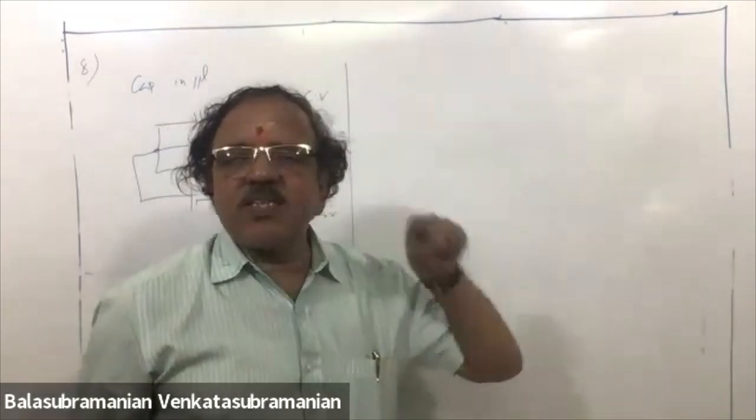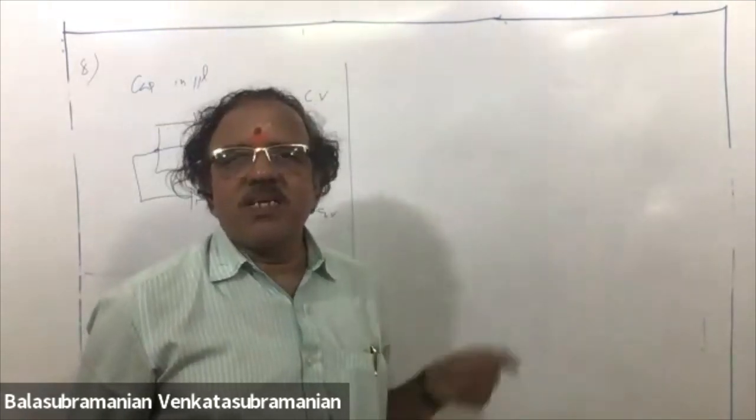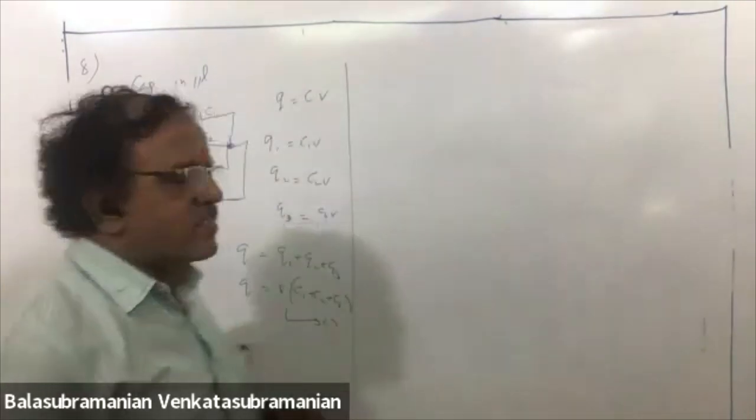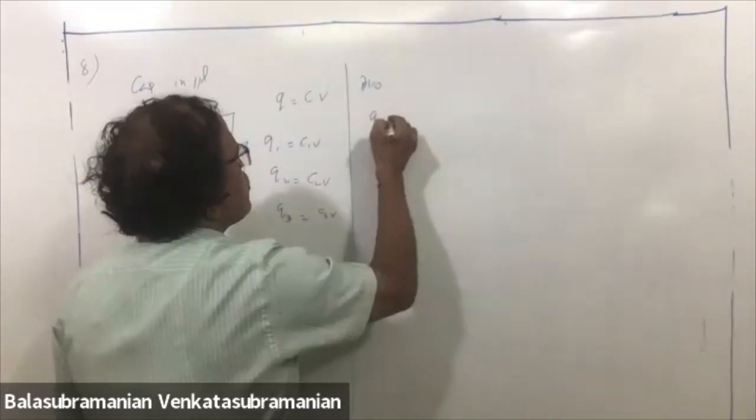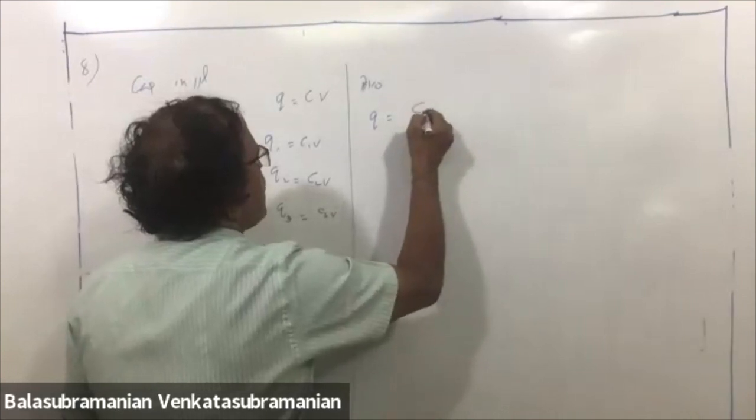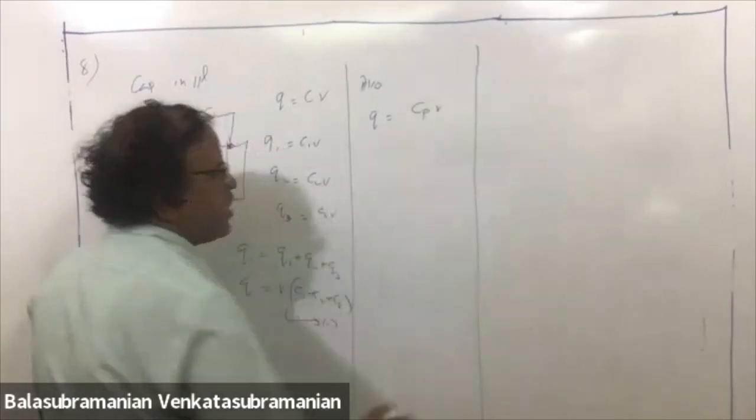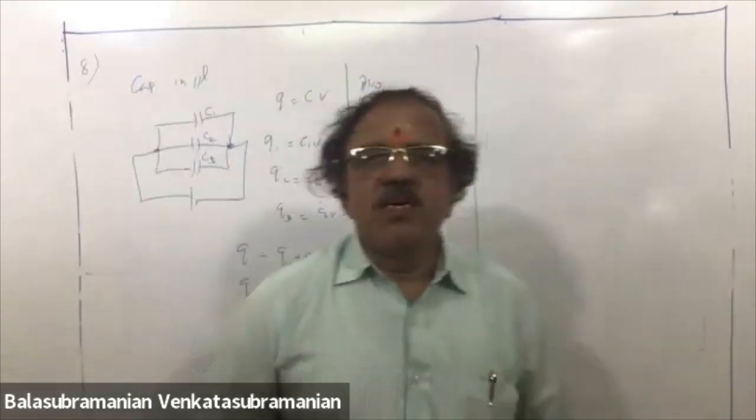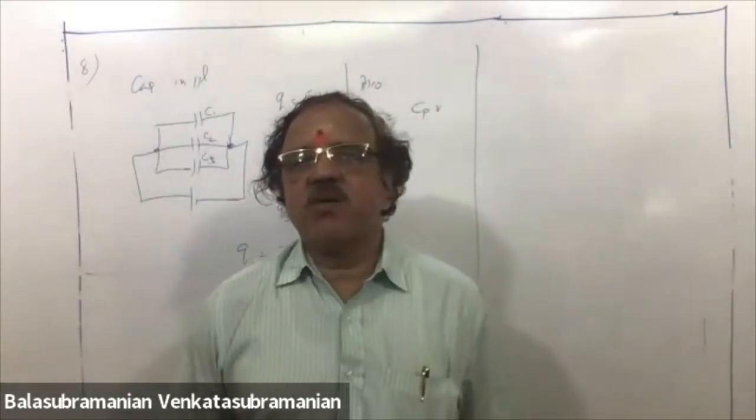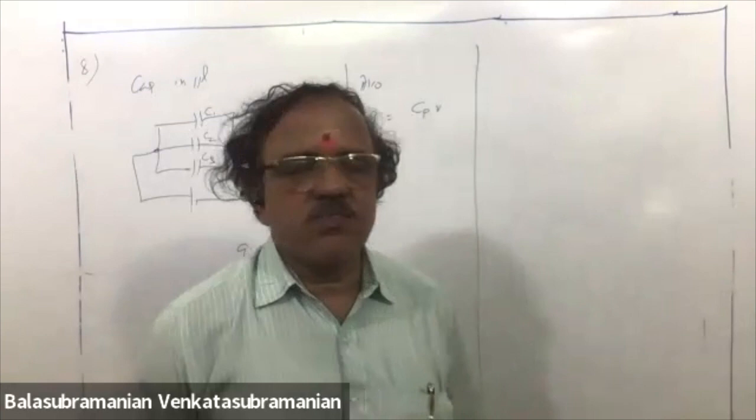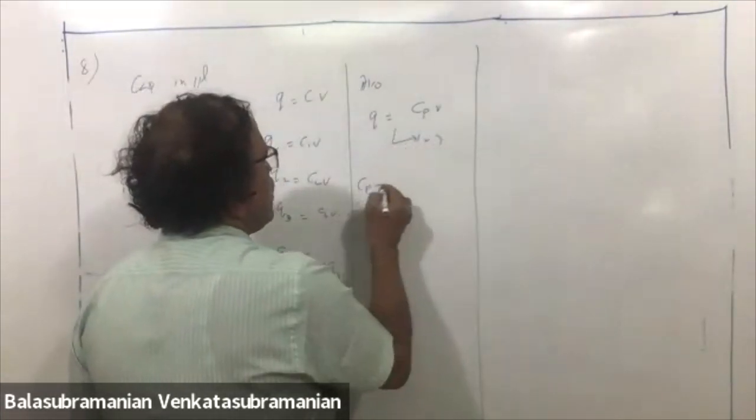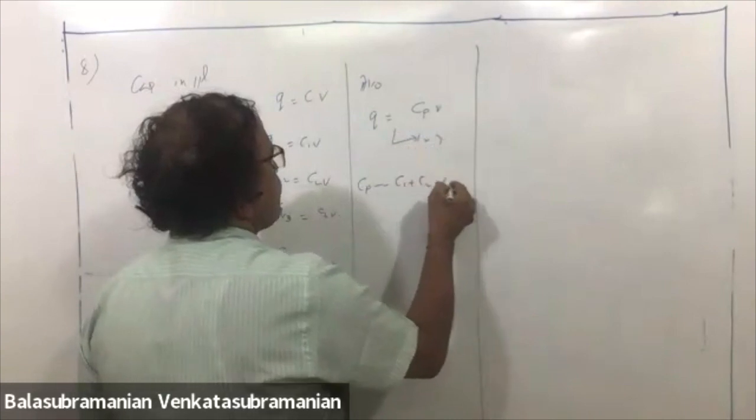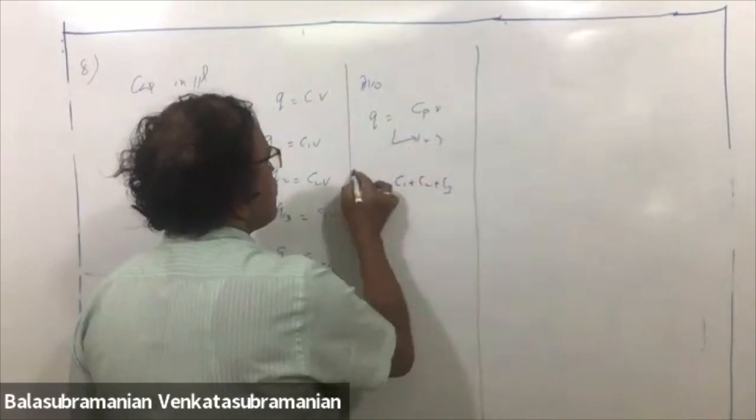Then when you connect them together, the resultant or effective capacitance, that charge is also Q. That formula is Cp into V, where Cp is the resultant capacitance when connected in parallel. Compare these two, you will get Cp is equal to C1 plus C2 plus C3.